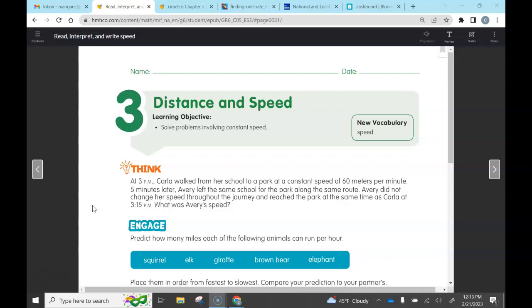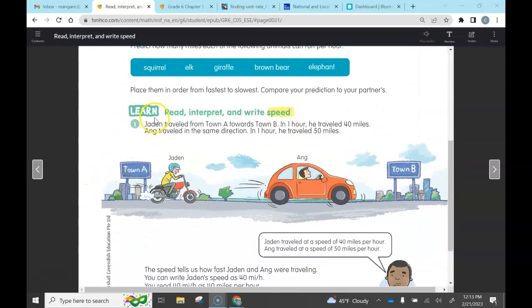Get out your Math in Focus book and turn to page 261. Get out your math journal, pencil, and also calculator. As you can see, the goal for this video is to be able to solve problems involving constant speed, and we're going to look at a lot of different scenarios and a lot of different problems in order to figure this out. So let's take a look at the first part.